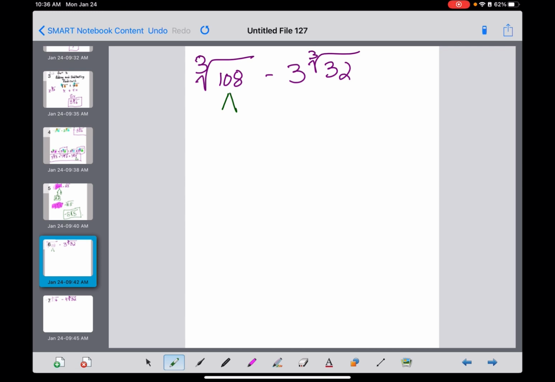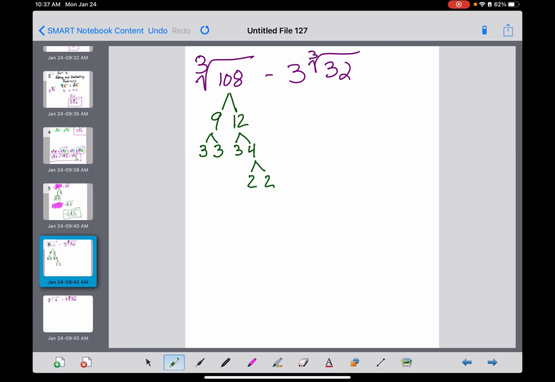Anyone? 2 times? Oh, it's 9 times 12. 9 times 12? Even better. I think you're right. 9 is 3 times 3. 12 is 3 times 4. 4 is 2 times 2. So what is that simplified?